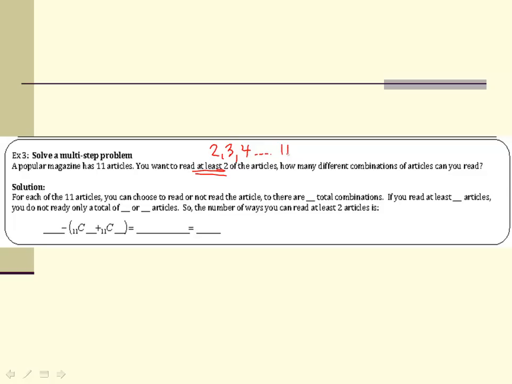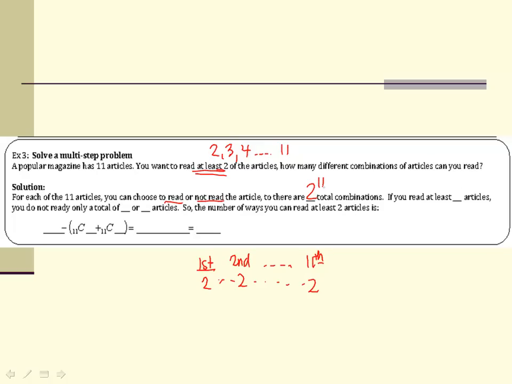And so what I can do is kind of like the idea of a complement. I want to look at doing it the easier way. And I want to look at what's not being read. Now, you have 2 choices. You may either read it or not read it. Because you have 2 choices for each of the 11 articles, so if I look at my first article, I have 2 choices. My second article, I have 2 choices. All the way down to my 11th article, I have 2 choices. And what I do is multiply that together. So if I read it or don't read it, there are 2 to the 11th power, because I'm multiplying those 2 11 times, possibilities on how many ways to read it.